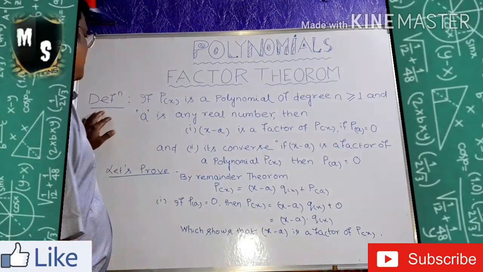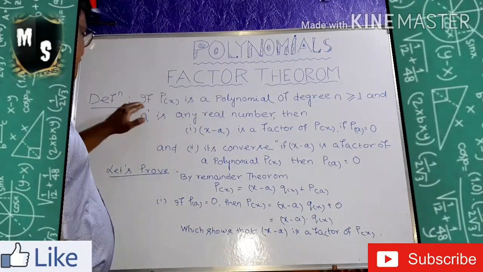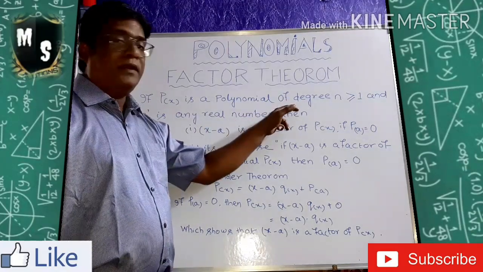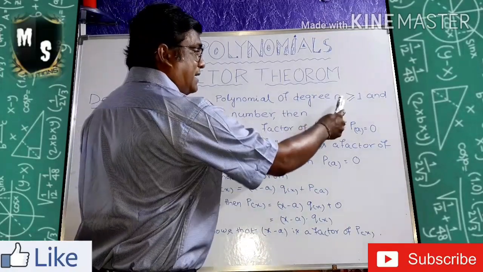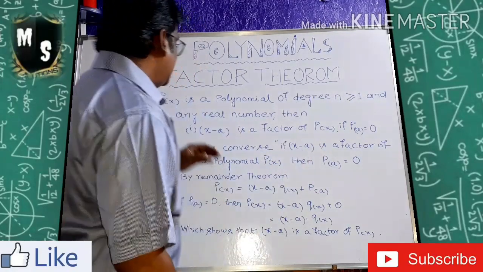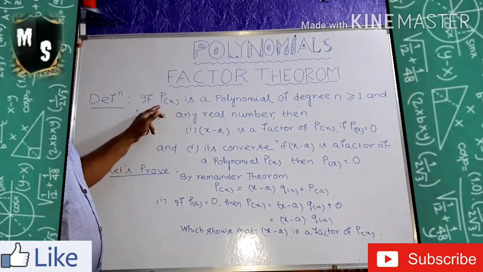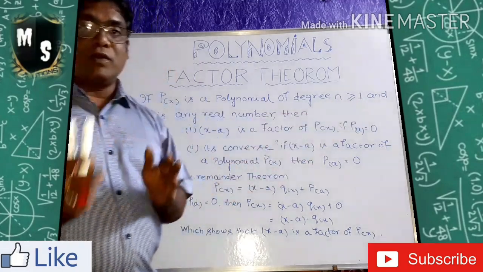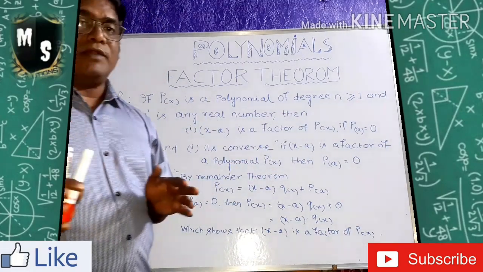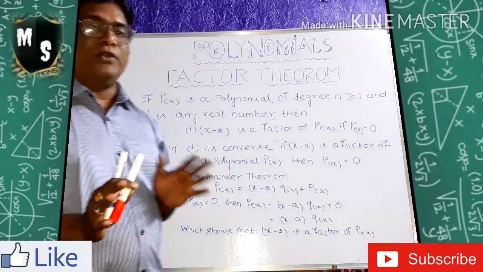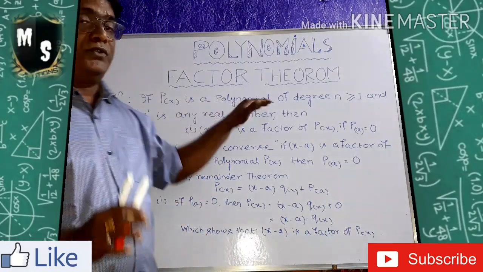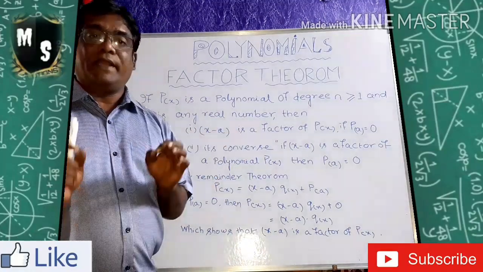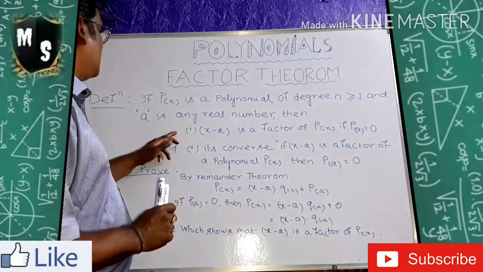See now, the definition of the factor theorem is: if p(x) is a polynomial of degree n greater than or equal to 1. So what is it saying? You are taking a polynomial p(x) whose degree is equal to or greater than 1. Equal to 1 means it is a linear polynomial. Greater than 1 means it is a quadratic, cubic or biquadratic polynomial. If a polynomial is given to you like this and a is any real number, you are taking a real number a. So then what is the theorem saying?